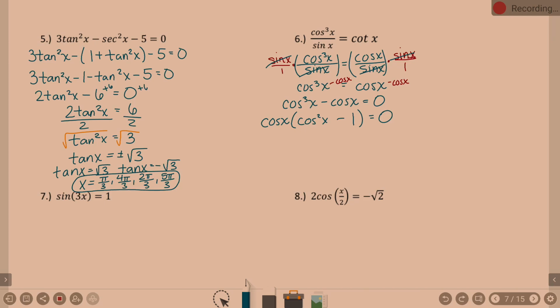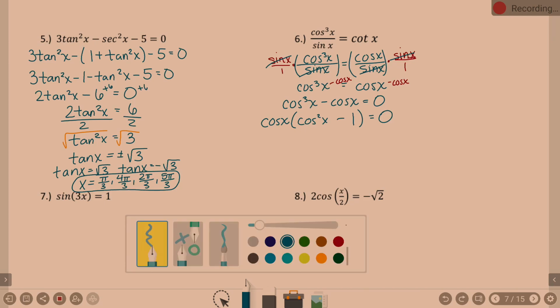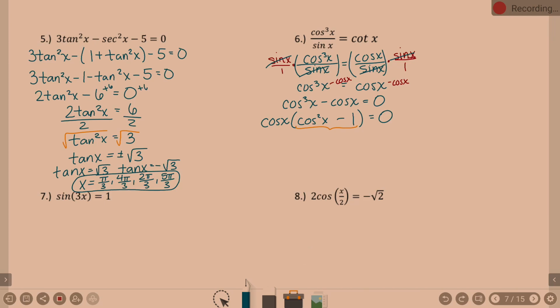There's 2 different ways we could go here. Okay, so one option is that we do have a Pythagorean identity here. So cosine x is going to stay cosine x. Cosine squared x minus 1. Katie suggested it becomes negative sine squared x. Can we see that?